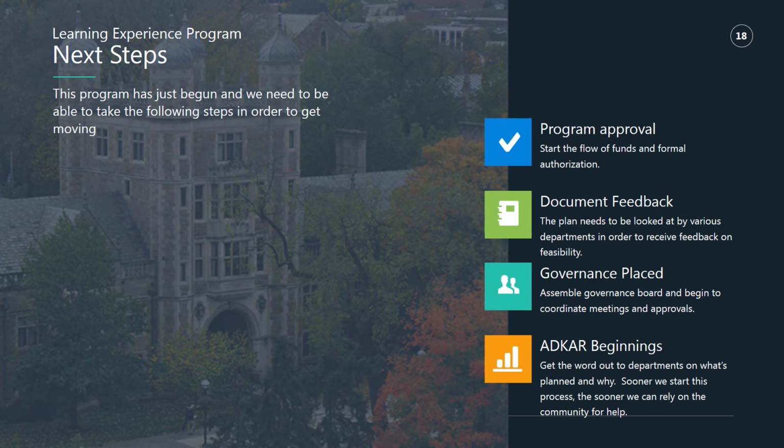And then finally, our next steps. So this program has just begun, and these are sort of the next steps that we need to take to move forward with it. First, of course, we need the approval so we can get our funds and our authorizations. We're going to need document feedback because various departments have not taken a look at any of these documents that we've created. We need to understand how the feasibility is depending on each department. We need governance in place. The governance board is crucial to the operation of our program, so we need to make sure that those people are briefed and brought in.